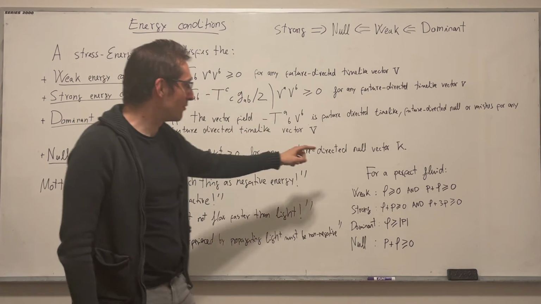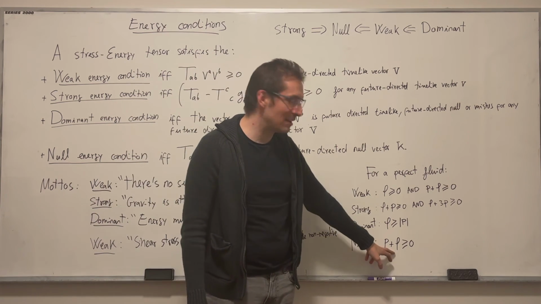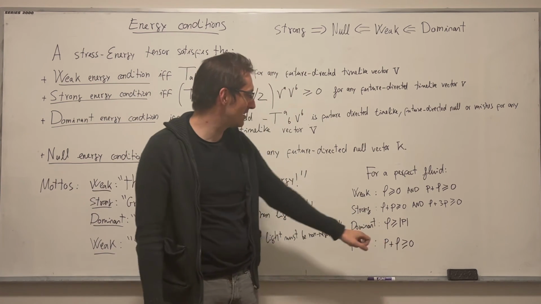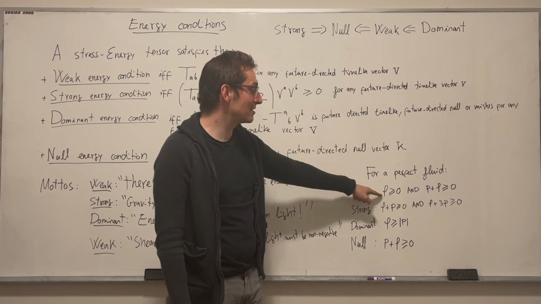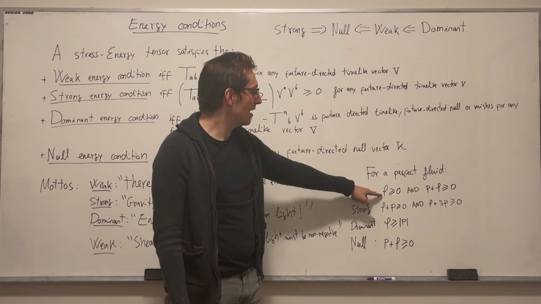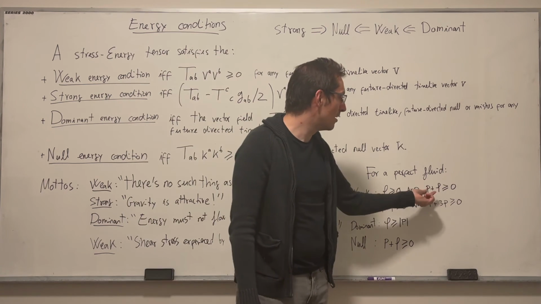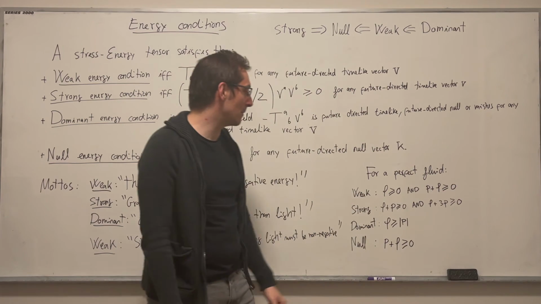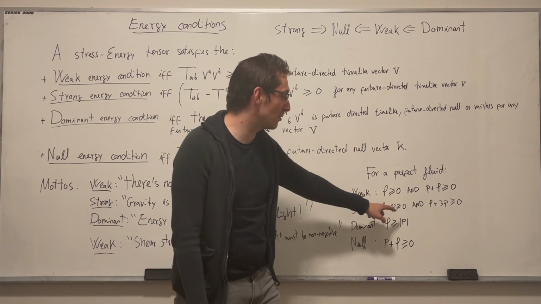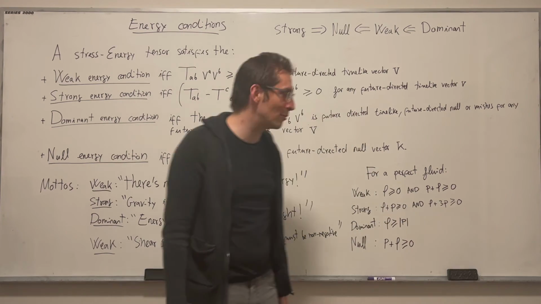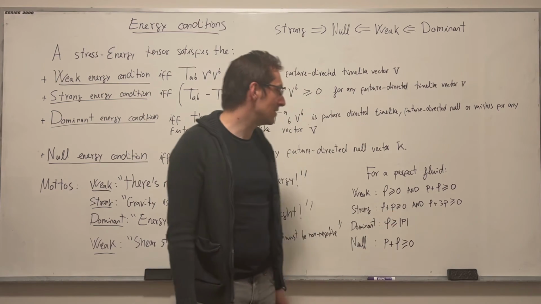But here it is. For a perfect fluid, the null energy condition means that the sum of the pressure and the energy density has to be larger or equal than 0: rho plus P ≥ 0. The weak energy condition implies that the energy density has to be larger or equal than 0, rho ≥ 0, and also that rho plus P has to be larger or equal than 0. The strong one implies that rho plus P has to be larger or equal than 0, and also rho plus 3P has to be larger or equal than 0. And the dominant implies that rho has to be larger or equal than the absolute value of P.